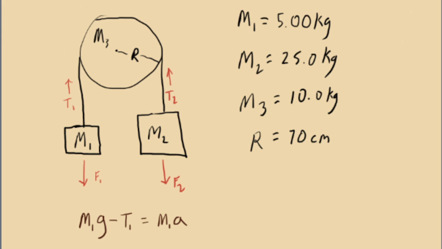So we could do the same thing for mass 2, only this time it's on the opposite side of the pulley, so our signs are going to switch.